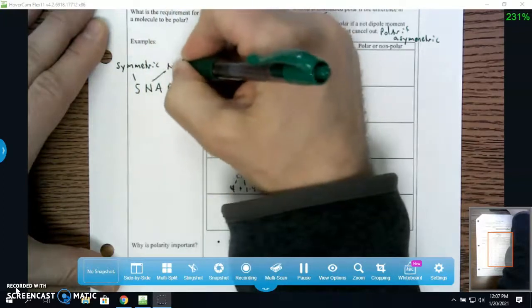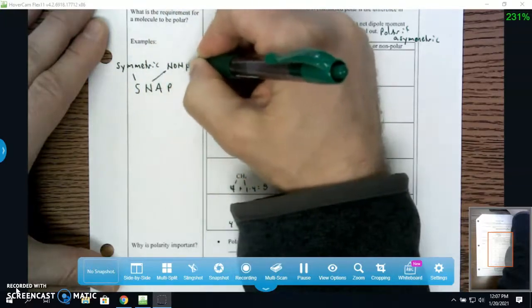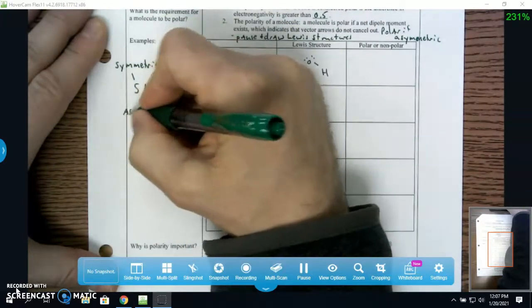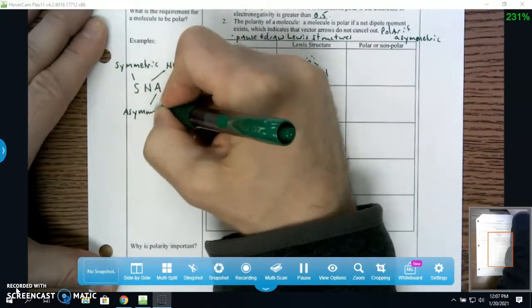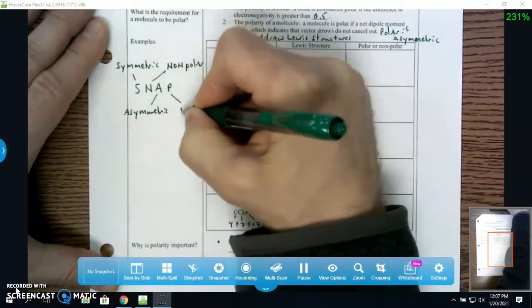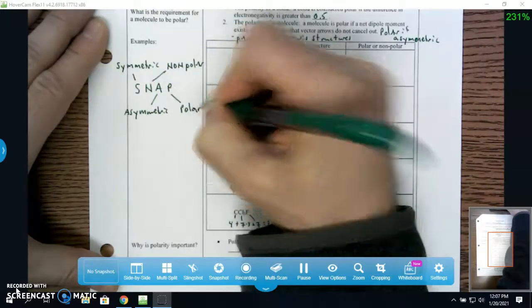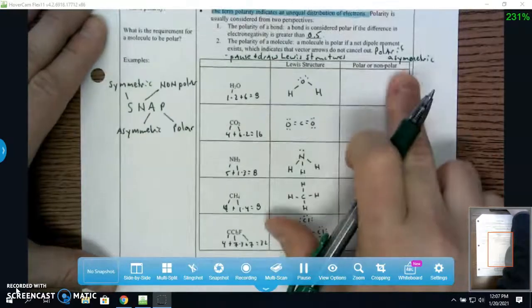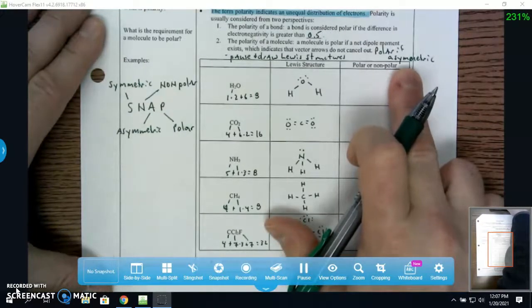Symmetric is nonpolar, and asymmetric is polar. So remember, asymmetric is polar. That's the note that we wrote right up here. It's polar if it's asymmetric.